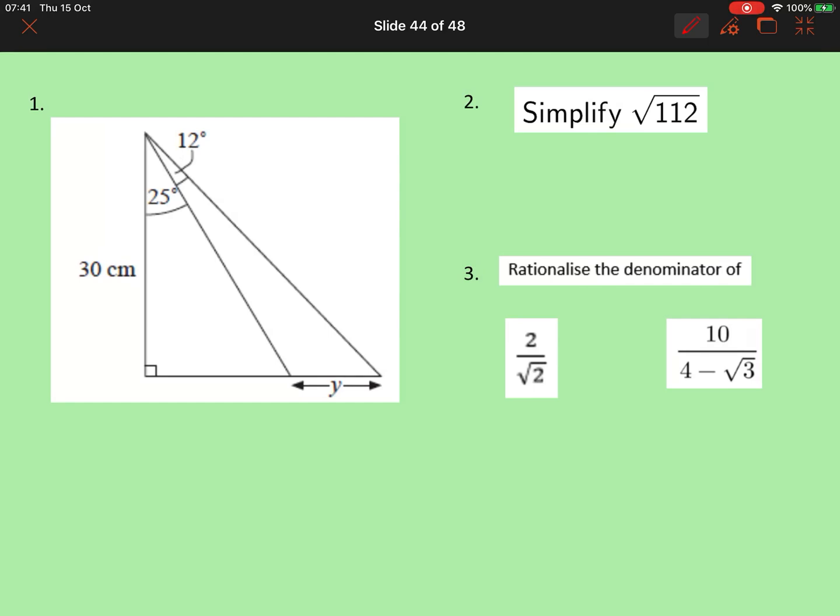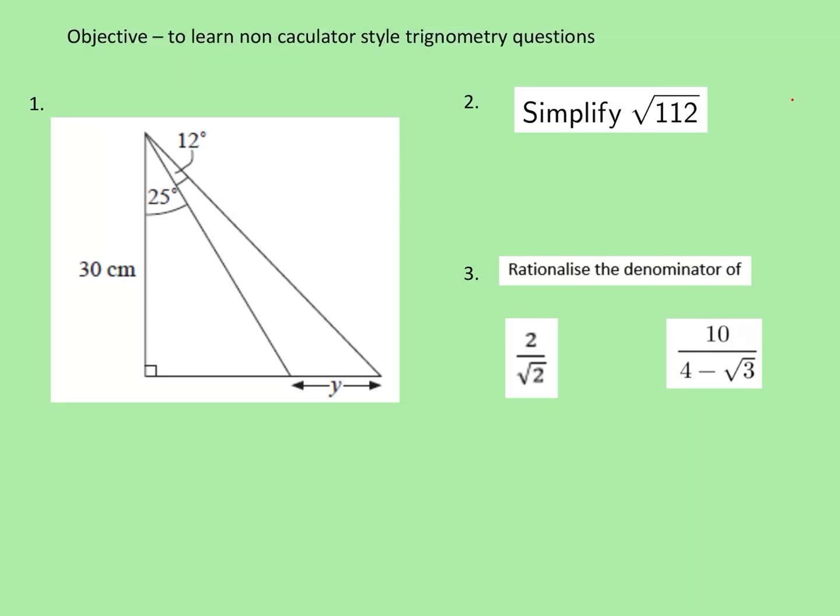Okay, but what we're looking at this week is, if I can just get the objective back up, to learn non-calculator style trigonometry questions. So what you experienced last week is that you could use a calculator for all these questions. But there could be some types of questions on trigonometry on paper 2 as well, where you're not allowed the calculator.